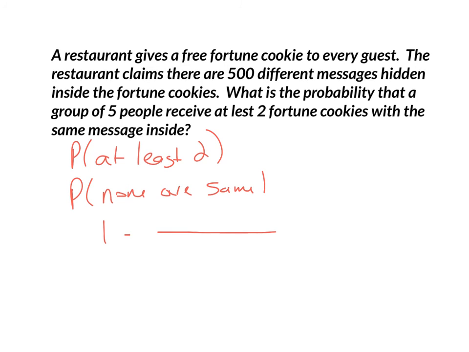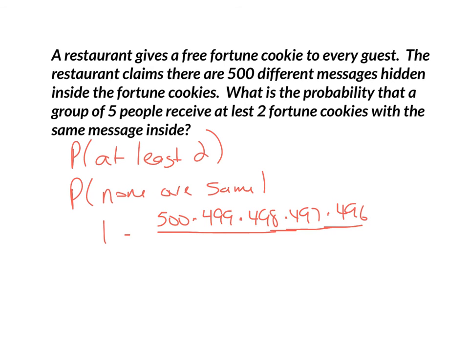Okay, so if there are 5 people and they are each getting a cookie, the first person has a choice of 500 different messages they could get. The second person, because they have to be different, will have 499 choices. The next person, 498. The fourth person, 497. And the fifth person would have a choice of 496 messages that they possibly could get.